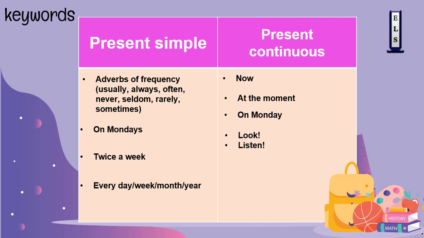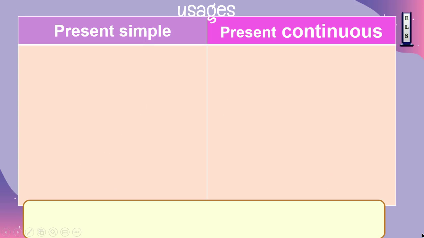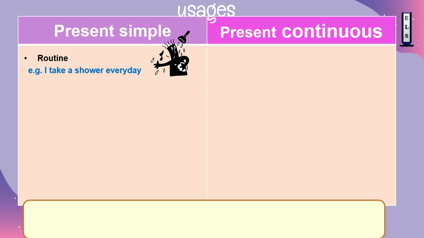Now we will move on to the usages of the present simple and the present continuous. When do we use the present simple? First, when we talk about routines. Your daily routines. What do you do every day? Who can give me an example on this picture? Yes, I take a shower every day. How often do you take a shower? You take a shower every day.